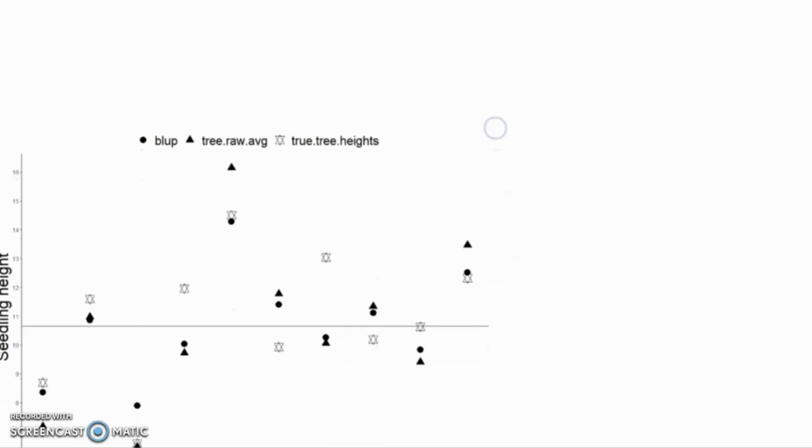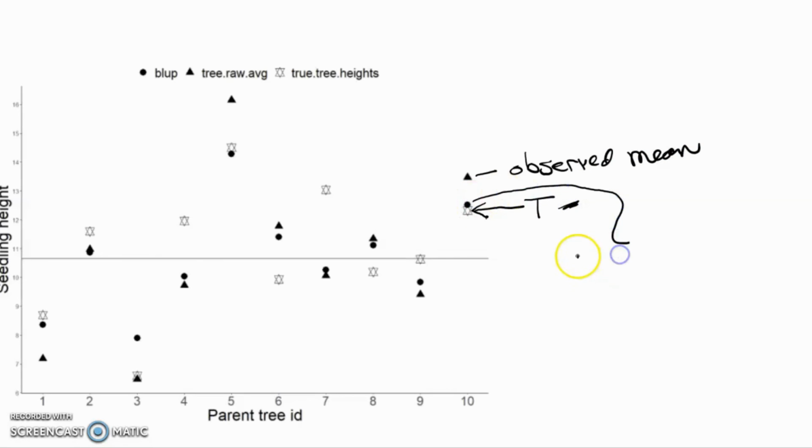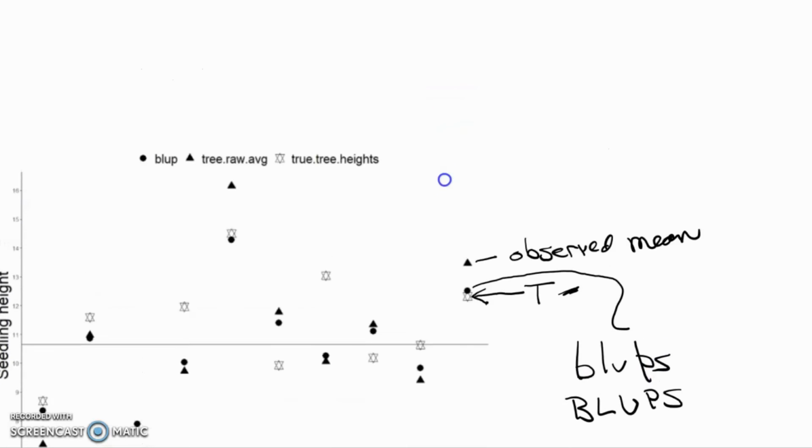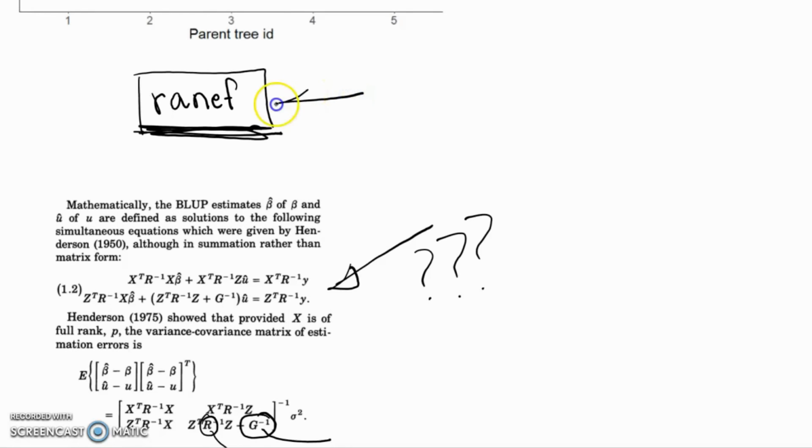And so I simulated data for an additional 10 trees, a whole brand new simulation. And here we have the values of t that I would put in. Here we have the observed mean of the seedlings associated with tree t. And here we have what are known as BLUPs. Sometimes they're capitalized. Stands for best linear unbiased predictors. And these are the estimates that are obtained when you use the ranef function in R.